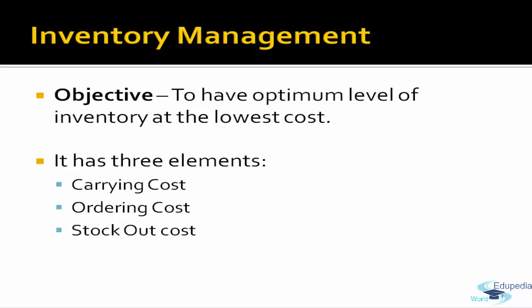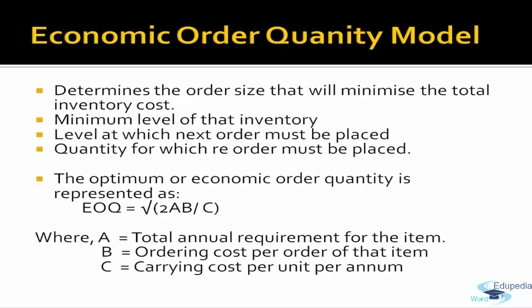And next, if the inventory is not available with the management, the company has to procure the inventory on an immediate basis, and that will obviously cost more than the regular supply. That is called the stockout cost. So inventory management involves three elements: one is carrying cost, the other is ordering cost, and the third one is stockout cost.